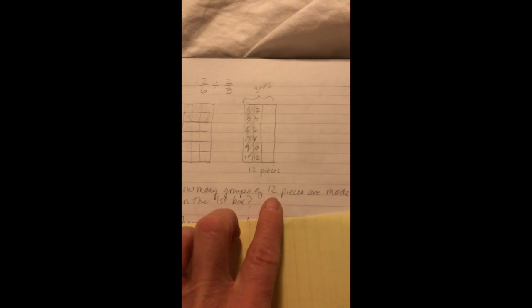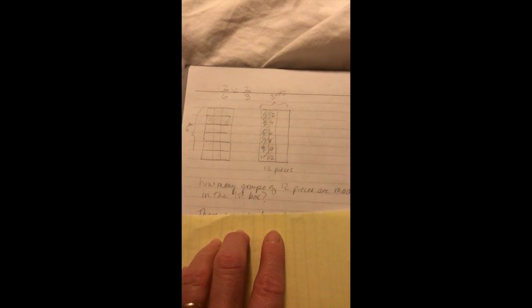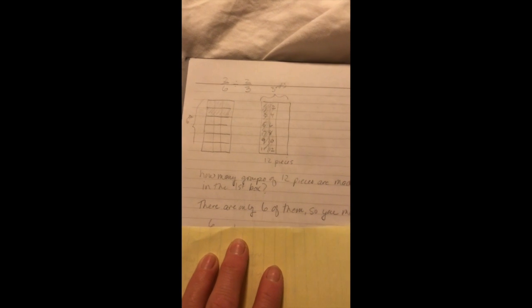Then I counted how many pieces I have in here because I want to know how many groups of 2/3 I have. So let's count them up. 1, 2, 3, 4, 5, 6, 7, 8, 9, 10, 11, 12 pieces. I come on over here. I don't have 12 pieces. How many pieces do I have? 1, 2, 3, 4, 5, 6. So how many groups of 12 are made in the first box? Out of the second box? There are only 6 of them, so you made 6 out of the 12, which reduces to 1/2. So the answer, 2/6 divided by 2/3 is equal to 1/2.